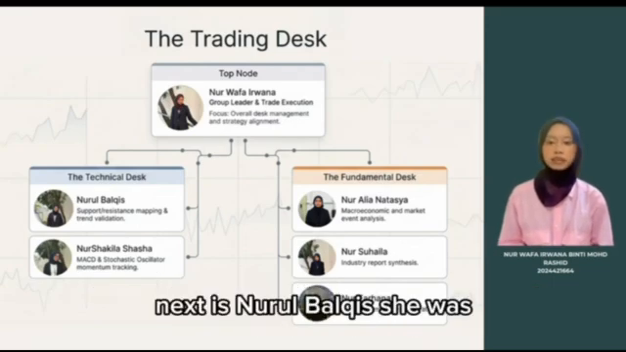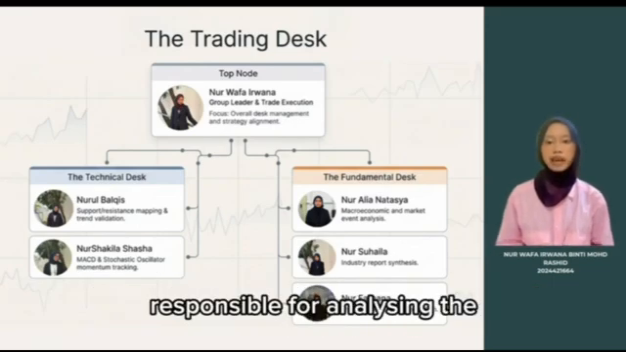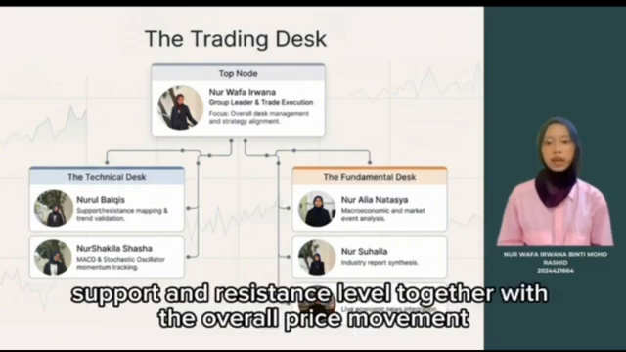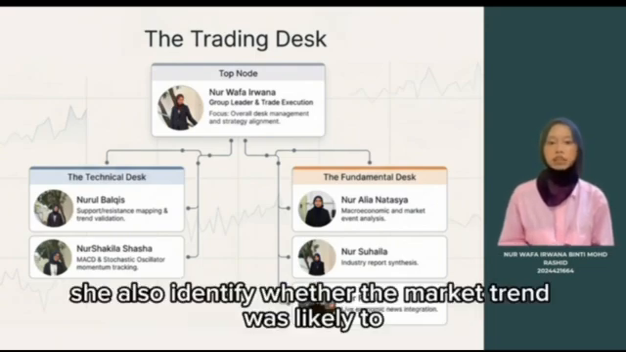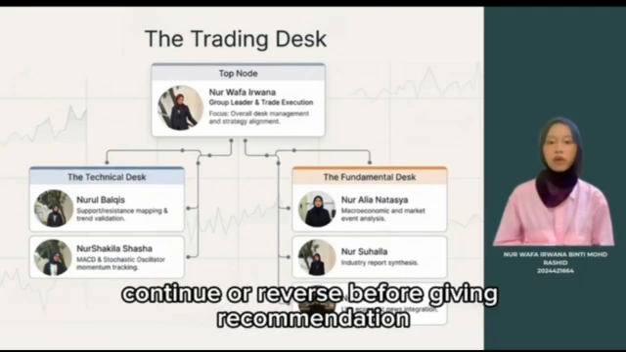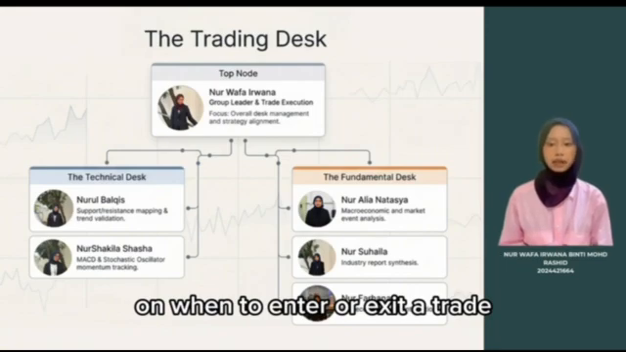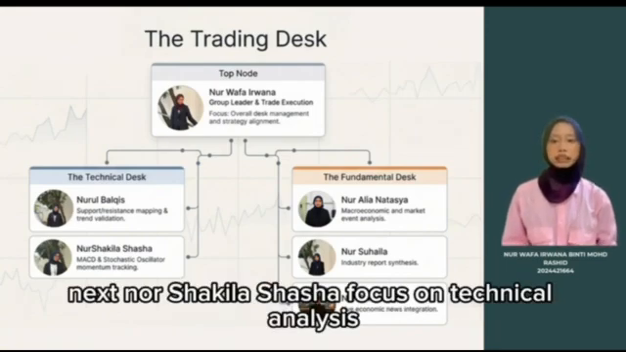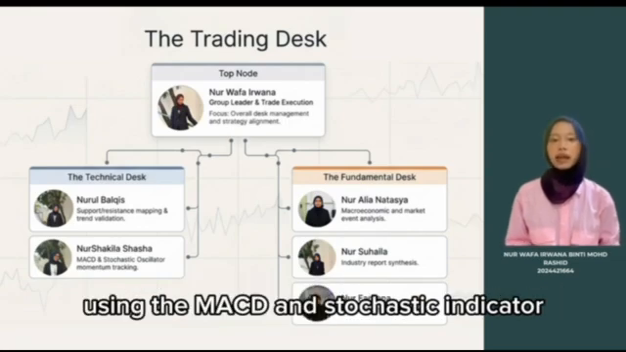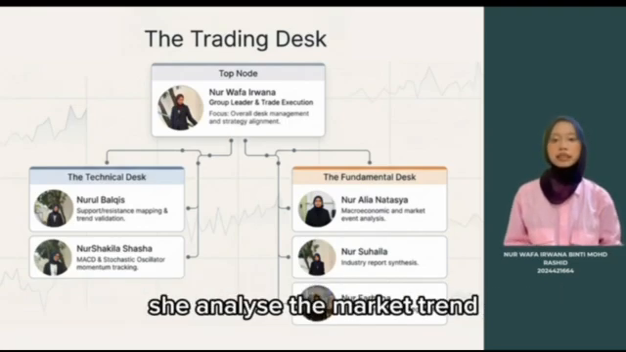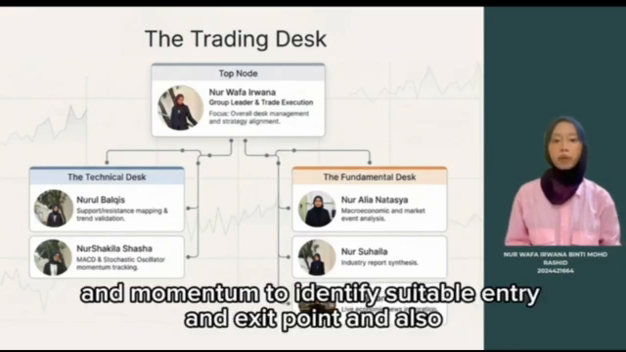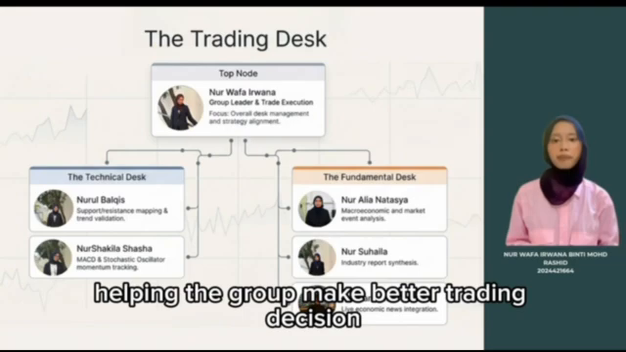Next is NURUL BALQIS. She was responsible for analyzing the support and resistance level together with the overall price movement. She also identified whether the market trend was likely to continue or reverse before giving recommendation on when to enter or exit a trade. Next, NURSHAKILA SHASHA focused on technical analysis using the MACD and stochastic indicator. She analyzed the market trend and momentum to identify suitable entry and exit points and also helped the group make better trading decisions.